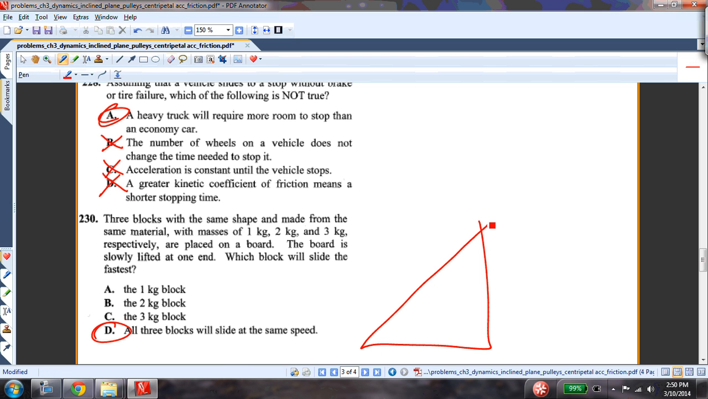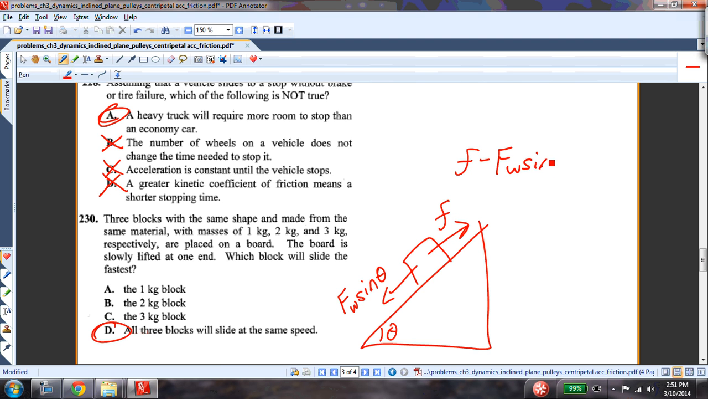So if I have this block over here, this is my angle theta, and I want to know how fast will it slide. That is, which is going to have the greater net force. Net force is going to be my frictional force in this direction, and my component of the weight, that's going to be Fw sine of the angle theta. And so the net force acting on this, which will describe how quickly it accelerates, will equal F minus Fw sine theta. That's going to be my net force.